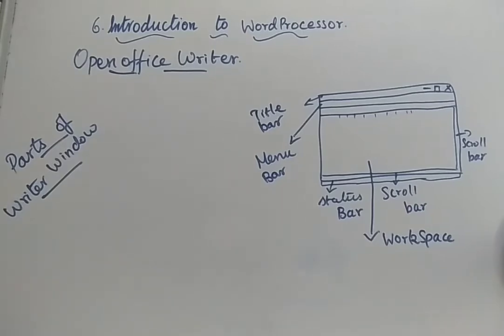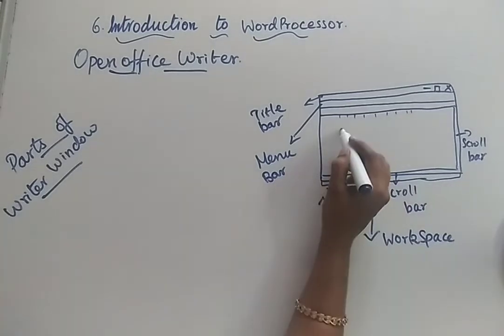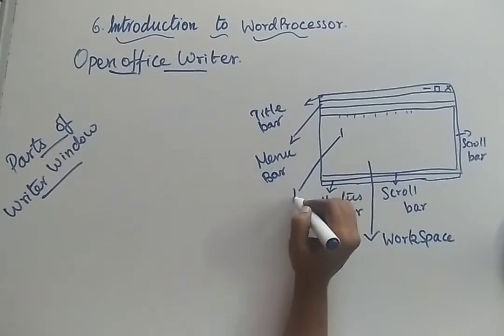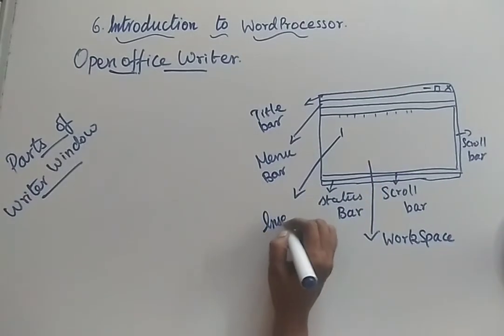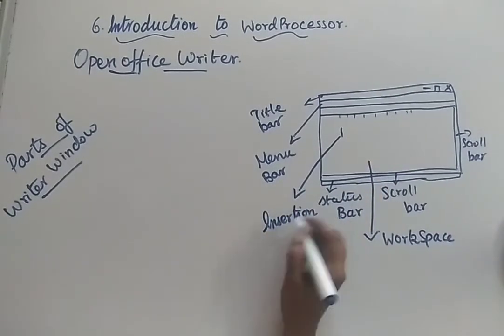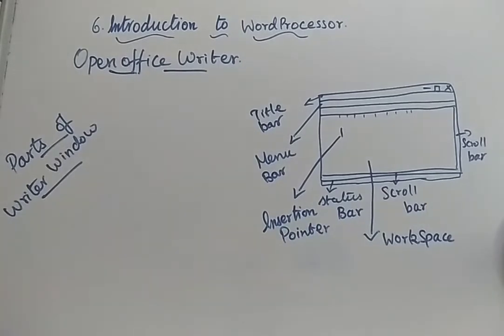While you are typing, you will have your cursor. This cursor is called your insertion pointer. Clear? So these are the parts of your Writer window. Now we are going to see each and everything in detail.